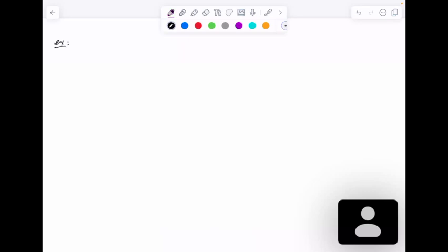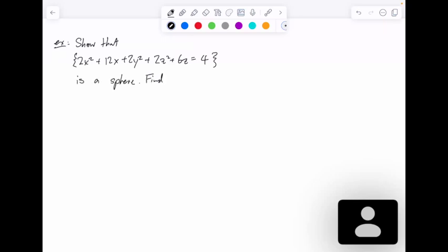Consider the following equation. Show that the object given by 2x squared plus 12x plus 2y squared plus 2z squared plus 6z is equal to 4. All right, show that the solutions to this equation in R3 is a sphere. And furthermore, let's try and find its center and radius. So let me maybe give you a couple minutes to think through this.